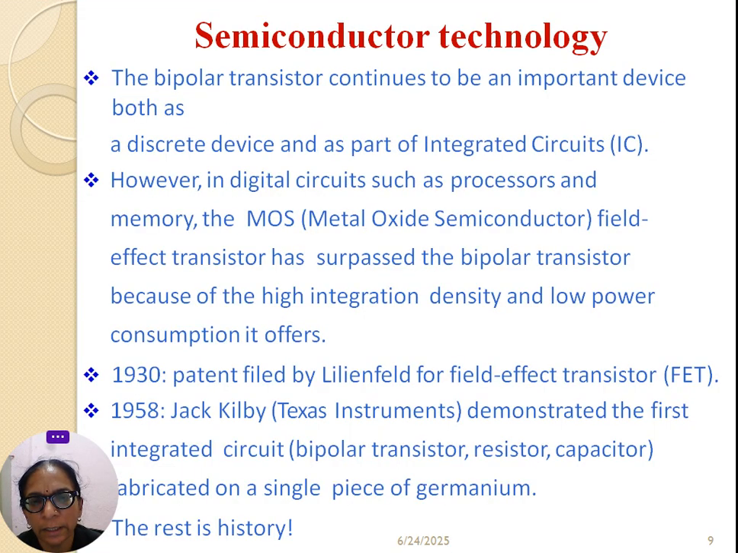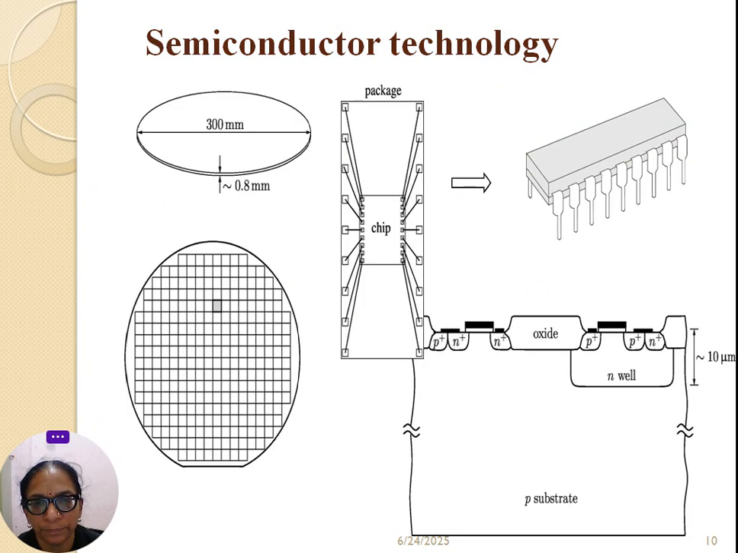Next, semiconductor technology grows. The bipolar transistor continues to be an important device, both as a discrete device as well as in the IC. However, in digital circuits, MOSFET, that is metal oxide semiconductor field effect transistor, has surpassed the bipolar transistor. In 1930, a patent was filed by Lilienfeld for the FET. In 1958, Jack Kilby of Texas Instruments demonstrated the first IC, consisting of a bipolar junction transistor, resistor and capacitor.